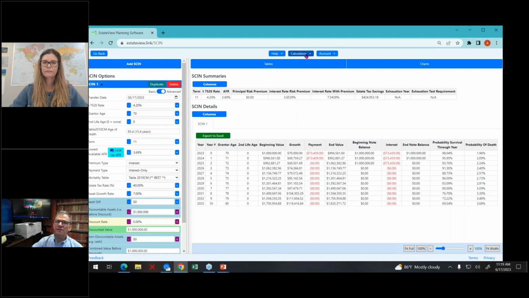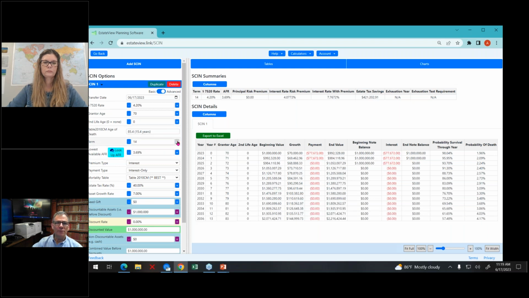So I went to the Estate View calculator for self-canceling installment notes. The 75/20 rate is 4.2%, which the computer knows. The client is 70 years old. His life expectancy is 15.4 years. If the note goes beyond 15.4 years, the IRS says that it has to be treated like a private annuity and other rules apply.